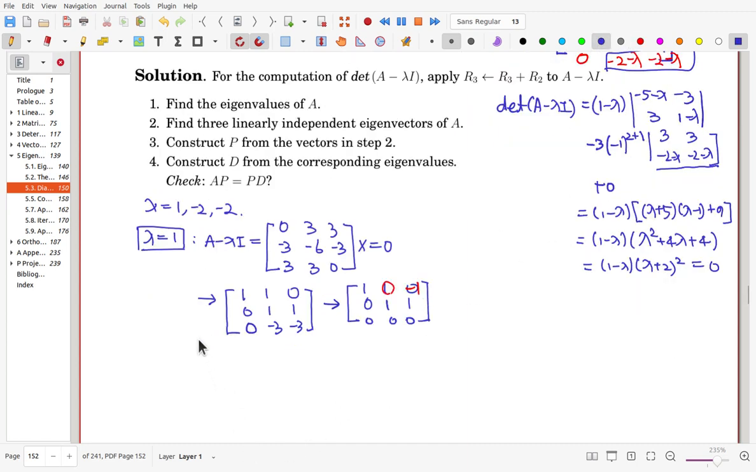Okay, so from this one we can say x3 is a free variable, so x1 equals x3, x2 equals -x3, and now x3 is x3. So from here, the eigenvectors are along with arbitrary non-zero x3, and the direction is 1, -1, and 1. Okay, so we have found one eigenvector.